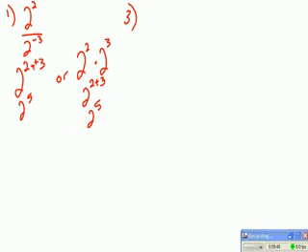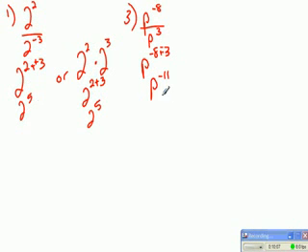Number 3. p to the negative 8th over p to the 3rd. I prefer to do kind of like this first way just because I think it's one less step. You can do it either way. So I would do p to the negative 8th minus 3, which becomes plus negative 3, that's p to the negative 11th.